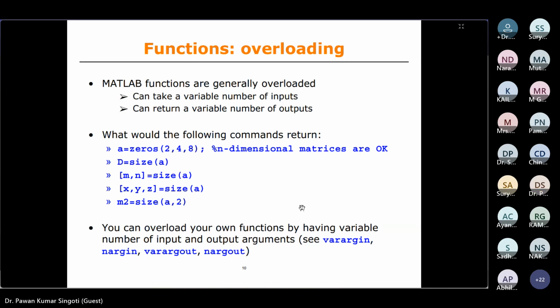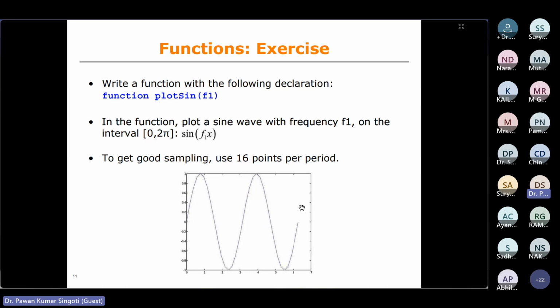There is a lot of scope in MATLAB, so it is not possible to cover all the things over here. Next function exercise: you can plot the sine wave with frequency f1 on the interval 0 to 2 pi. Sine is f(x). To get good sampling, use 16 points per period. So this plot is showing 16 points per period.